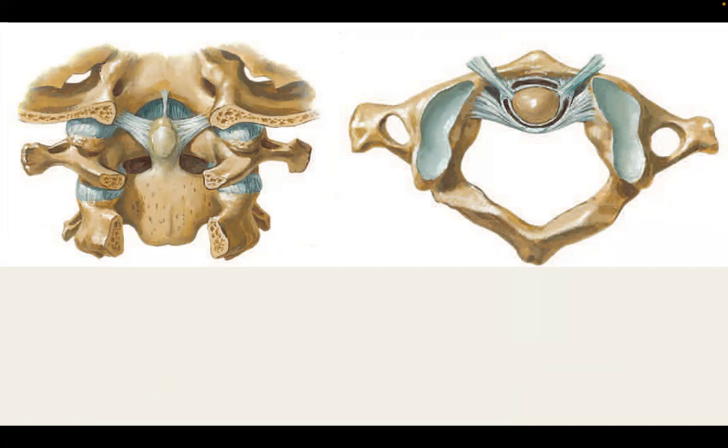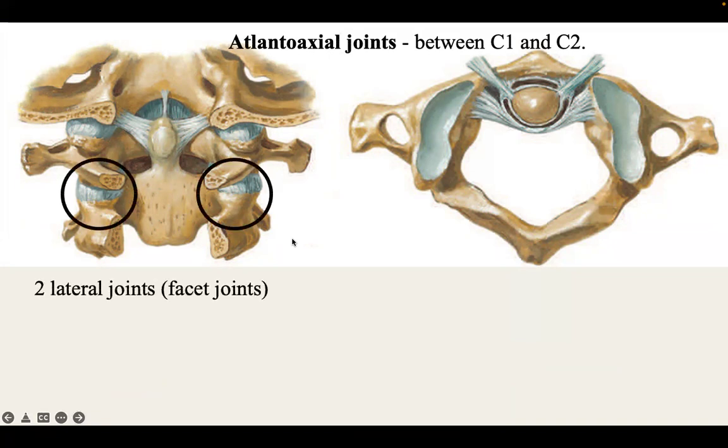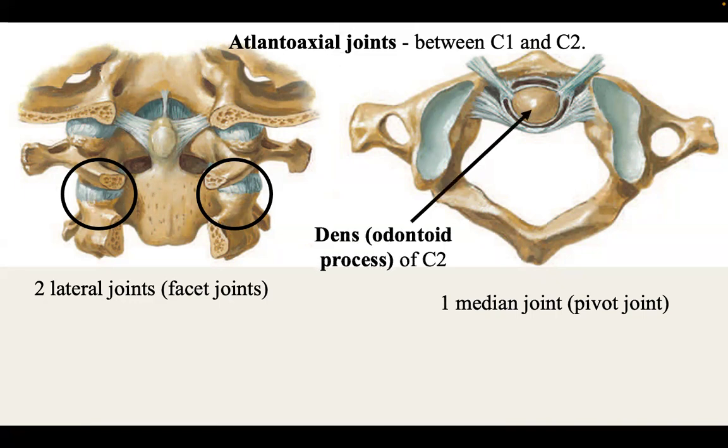Another is the atlantoaxial joint. This is the joint between cervical vertebra 1, atlas, and cervical vertebra 2, axis. There are 3 joints here: 2 lateral joints, the facet joints, and 1 median joint, the pivot joint. The key structure is the dens, the odontoid process of C2. This joint functions as head rotation, saying no. This is also a synovial joint and has no intervertebral disc between C1 and C2.